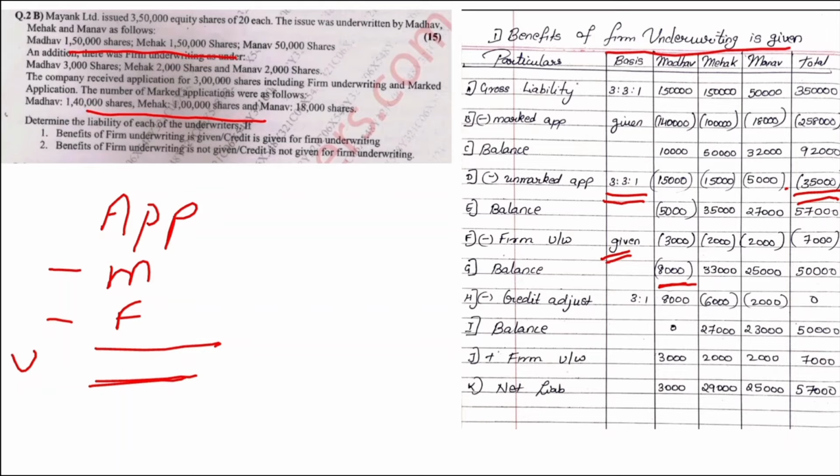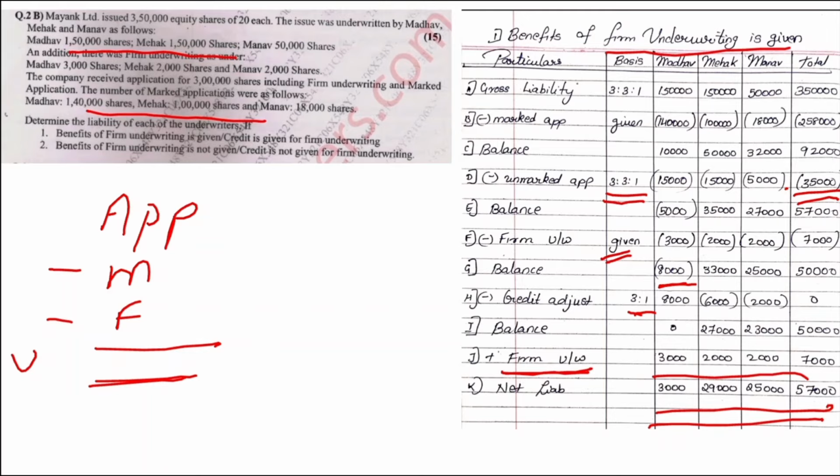So let's credit adjust 8,000 among Mehak and Manav in the ratio 3:1. So 8,000 gets divided in 3:1, that is 6,000 and 2,000. The balance will become 0, 27,000, 23,000. Total comes to 50,000. Last step, add firm underwriting. We add the actual ones which are given: 3,000, 2,000, 2,000. So the total we got is 3,000, 29,000 and 25,000. Total comes to 57,000. That's the net liability when the benefit of firm underwriting is given.